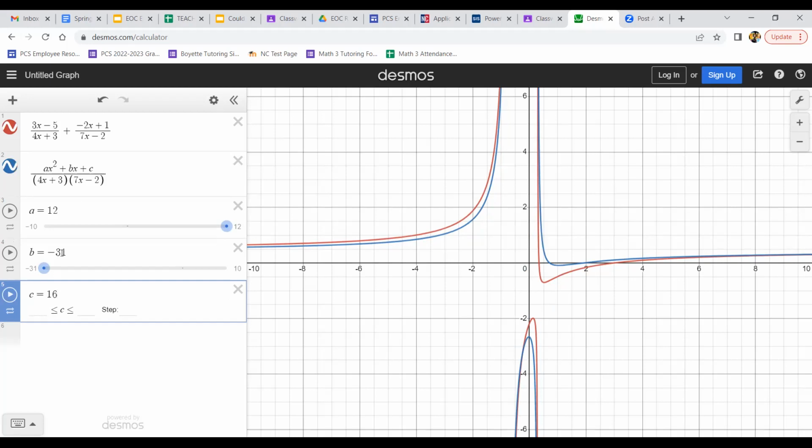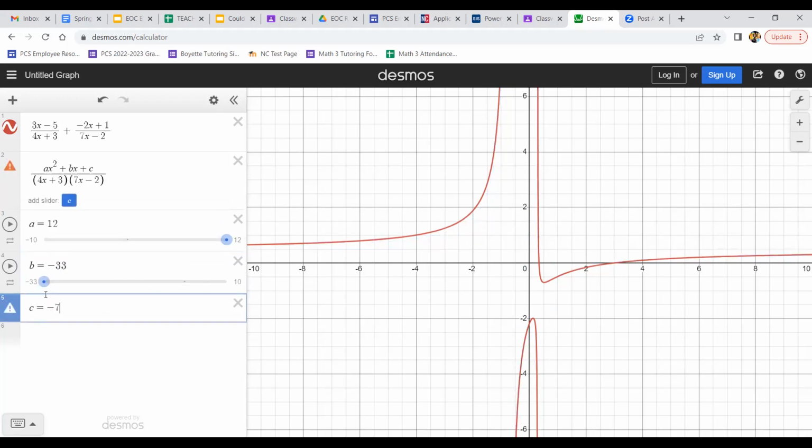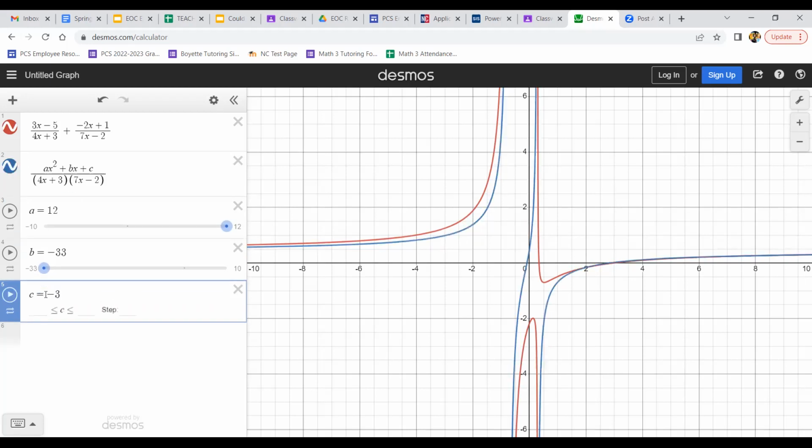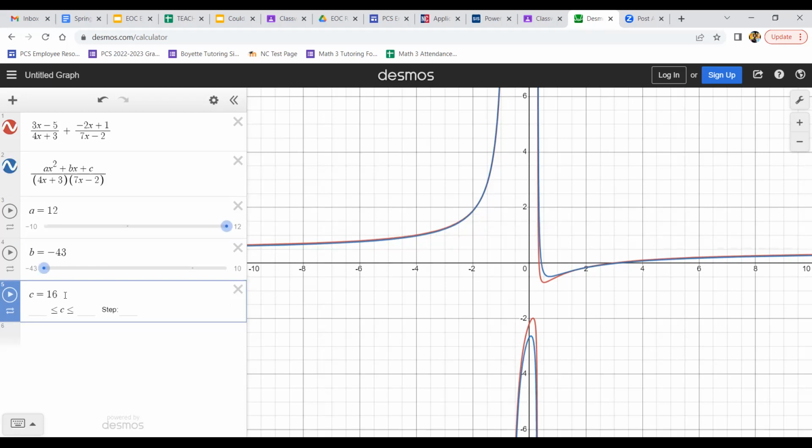So then I moved to the second B value. I kept the first A value, I moved to the second B value, and then I tried all of the C values again. So -7, -3, 13, 16. So the second B value didn't work. Then I tried the third B value and I tried all of the C values.